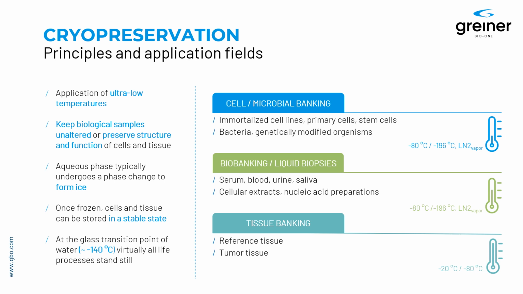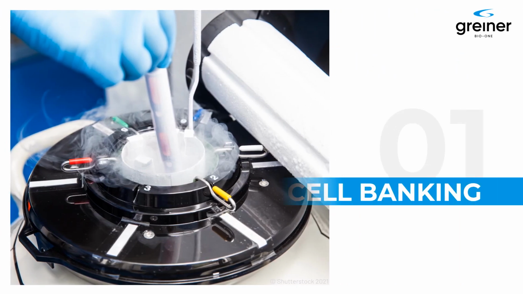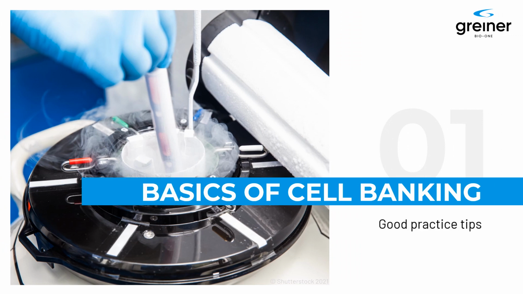Cryopreservation is applied in cell and bacteria banking, usually with temperatures ranging from minus 80 degrees down to minus 196 applied. In biobanking and liquid biopsy banking, the temperature range is identical, and also in tissue banking, where samples are stored at minus 80 or at minus 20 degrees Celsius. So let's now take a closer look at the basics of cell banking, where I want to provide several good practice tips.